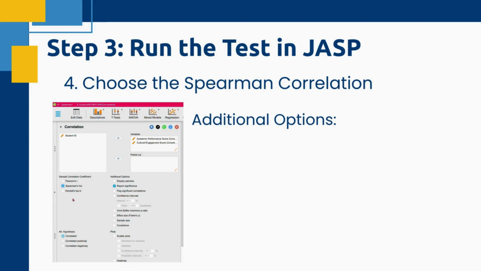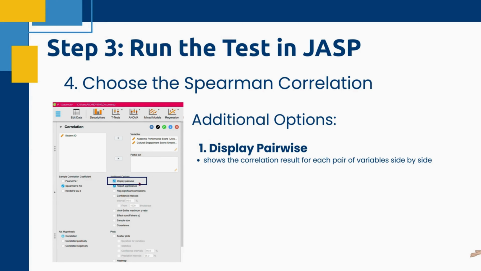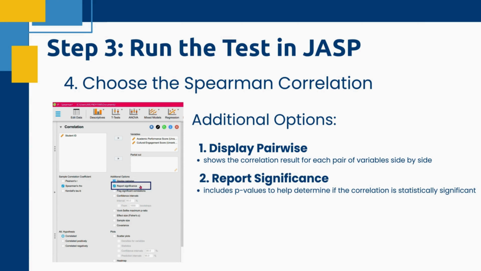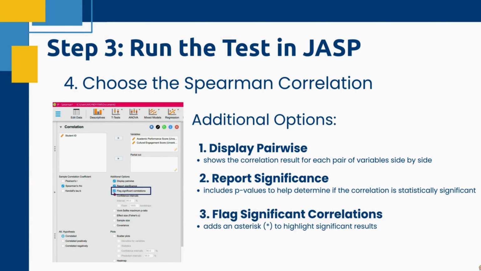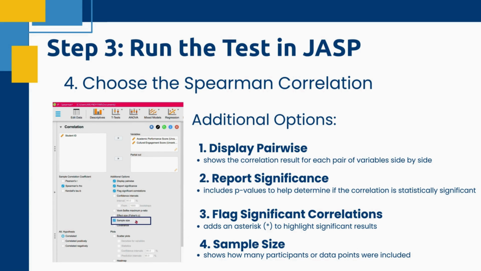To enhance your output and make your analysis more informative, you may also check the following options. Display pairwise shows the correlation result for each pair of variables side by side. Report significance includes p-values to help determine if the correlation is statistically significant. Flag significant correlations adds an asterisk to highlight significant results. Sample size shows how many participants or data points were included.